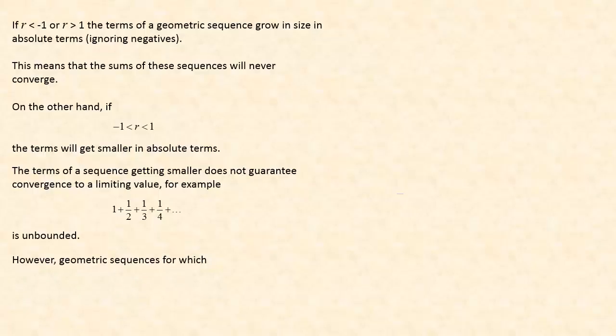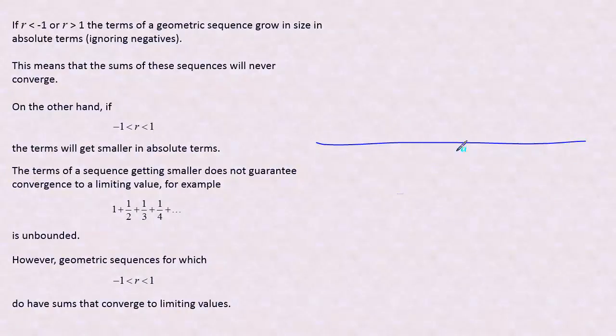However, a geometric sequence for which r is between -1 and 1 does have sums that converge to limiting values. Quite a nice way of explaining it is if you think about this as being the width of a room. If I ask you to walk halfway across the room, and then half of what's left, and then half of what's left, and so on, you never actually reach the other side of the room. It becomes the limiting value. And clearly, if we go to 1/2 and 1/4 and 1/8 and so on, that is a geometric sequence.